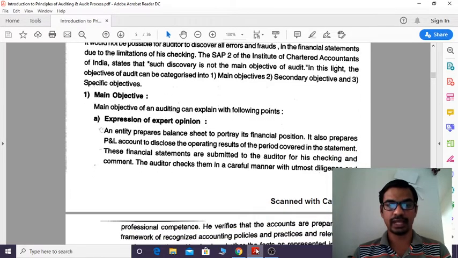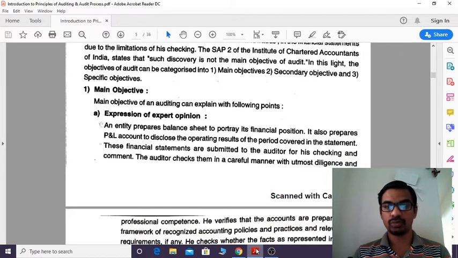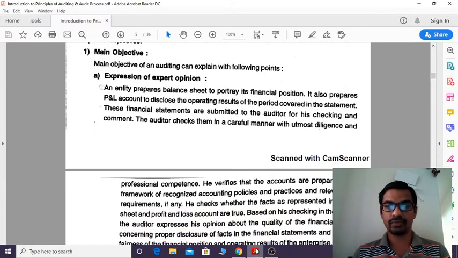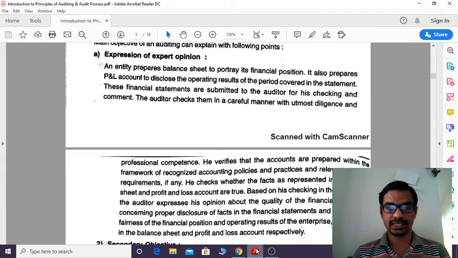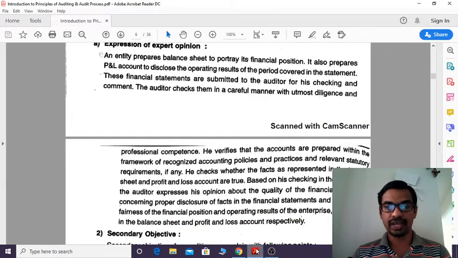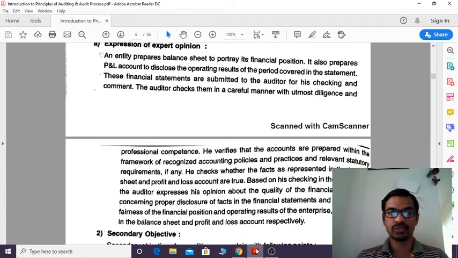Expression of expert opinion. An entity prepares a balance sheet to portray its financial position. It also prepares a P&L account to disclose the operating result in terms of profit or loss. The auditor checks them in a careful manner with utmost diligence and professional competence. He verifies that the accounts are prepared within the framework of recognized accounting policies, and that they show accurate results. That is the primary or main objective, meaning expression of expert opinion. That is the first objective of auditing.